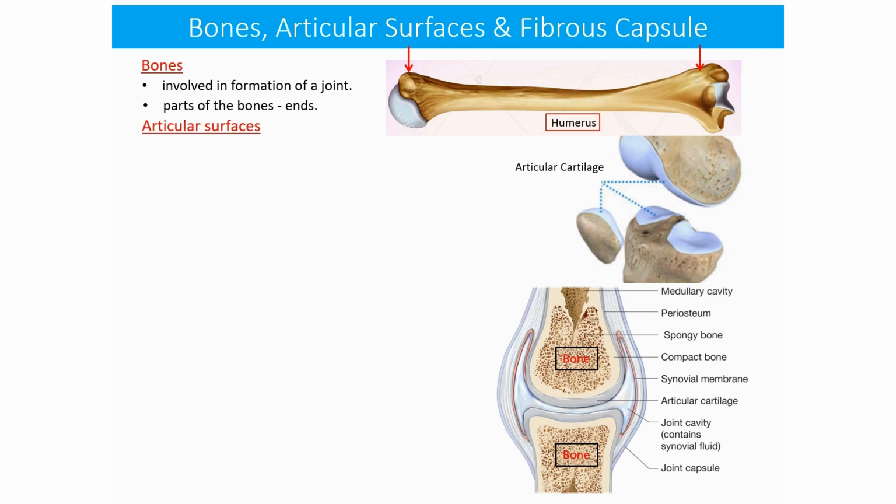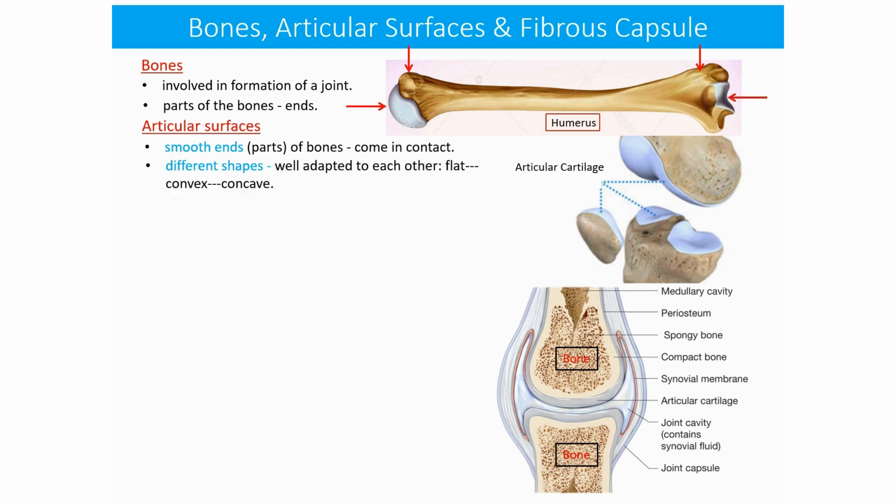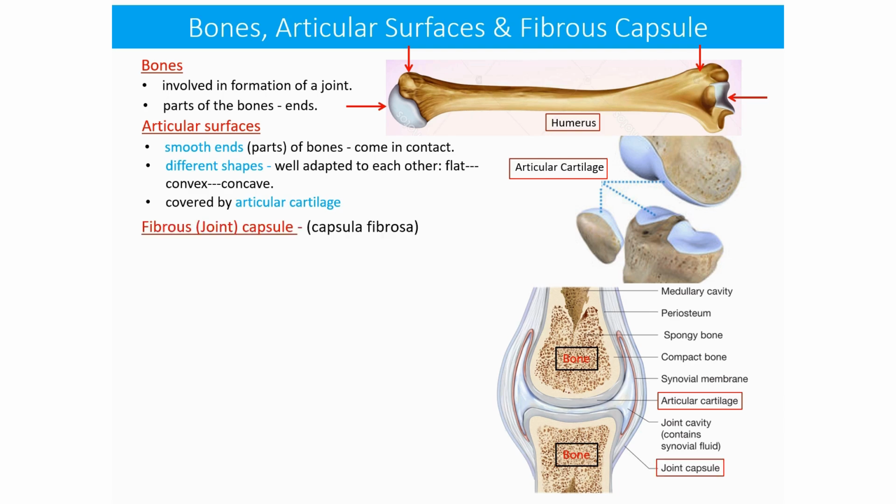Second is the articular surfaces. These are smooth ends of the bones which come in contact to form a joint. They have different shapes which are well adapted to each other, and they extend from flat to convex to concave. They are covered by articular cartilage.